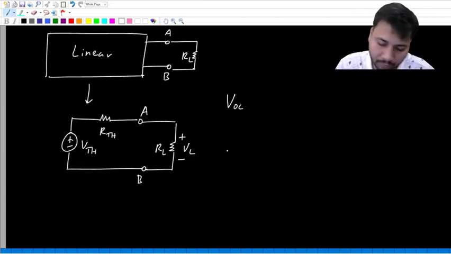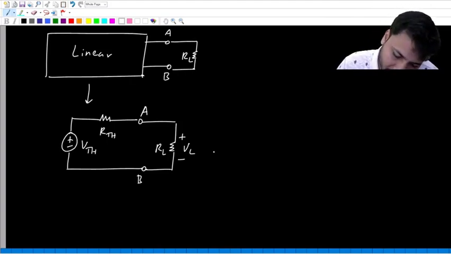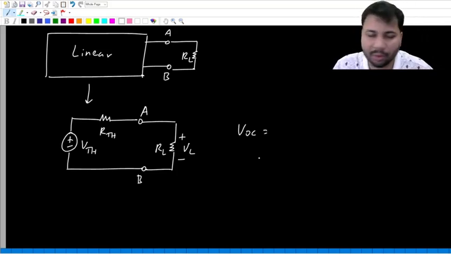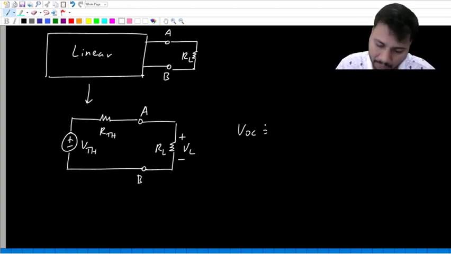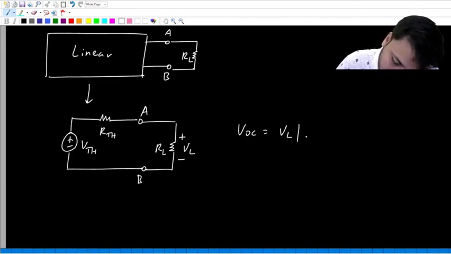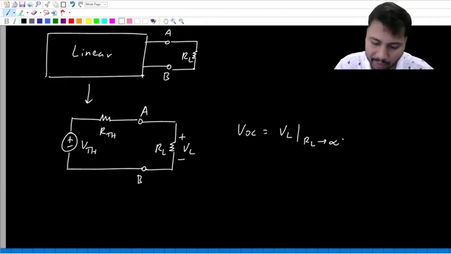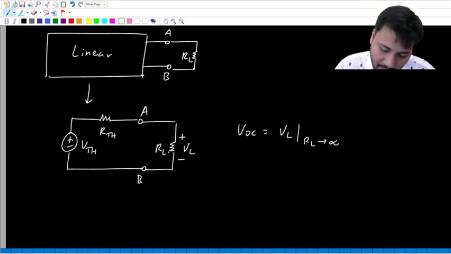So what is VOC? Please look at the second circuit. VOC, if you recall, is the open circuit voltage. What is this open circuit voltage? It is the load voltage when load becomes open. So it is VL when RL tends to infinity. So in this second circuit, when the load becomes open, no current will flow in the circuit, then no drop across RTH, then the entire Thevenin voltage VTH will appear across this open circuit.